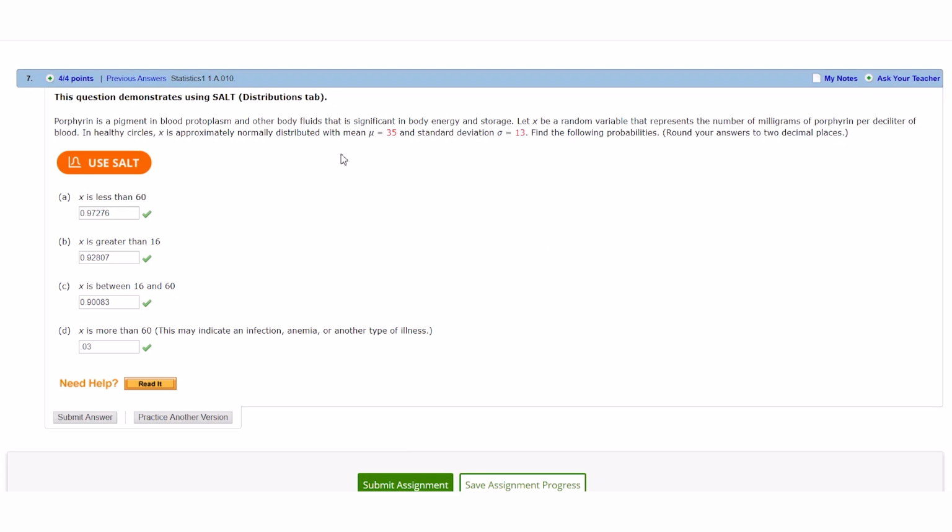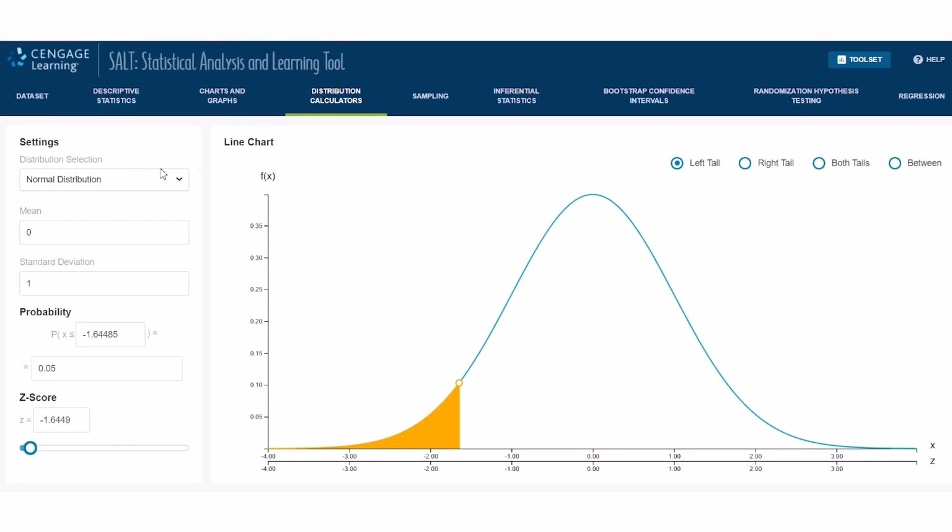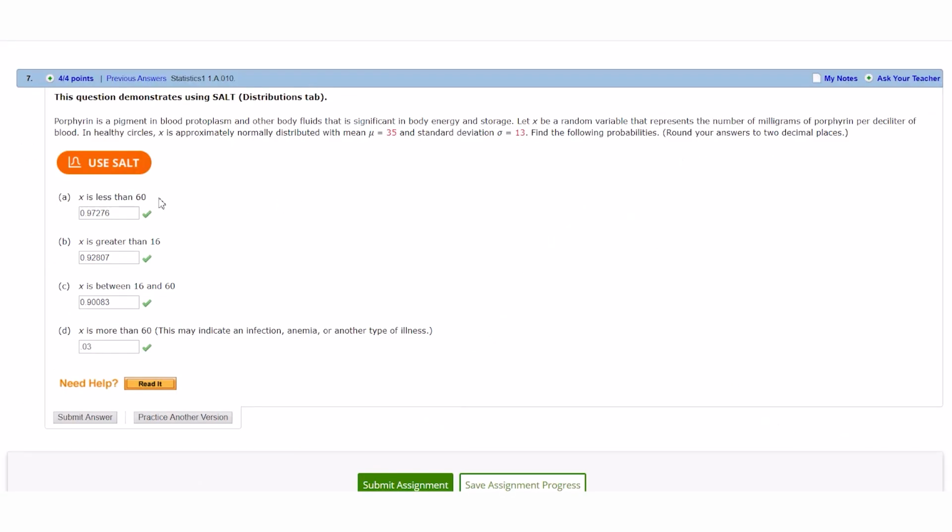In this particular question, the student is given the mean, the standard deviation, and is asked to calculate the following probabilities. Part A, x is less than 60. The student would click on the Use SALT button, which brings them to the Distribution Calculators tab of SALT, and they are, again, asked to calculate x is less than 60. So we have a mean of 35 and a standard deviation of 13.